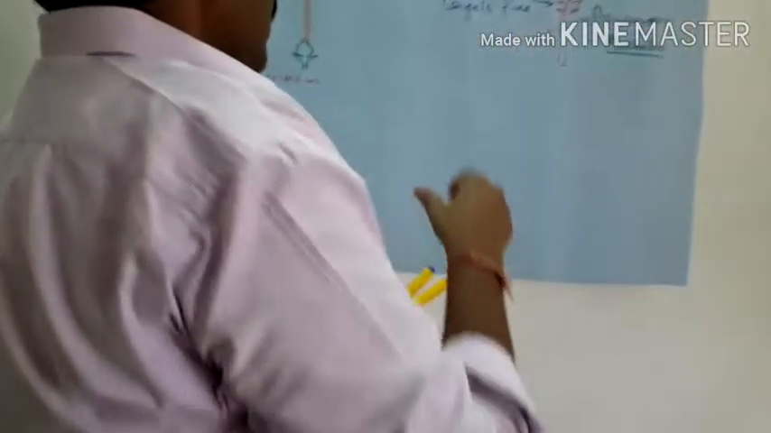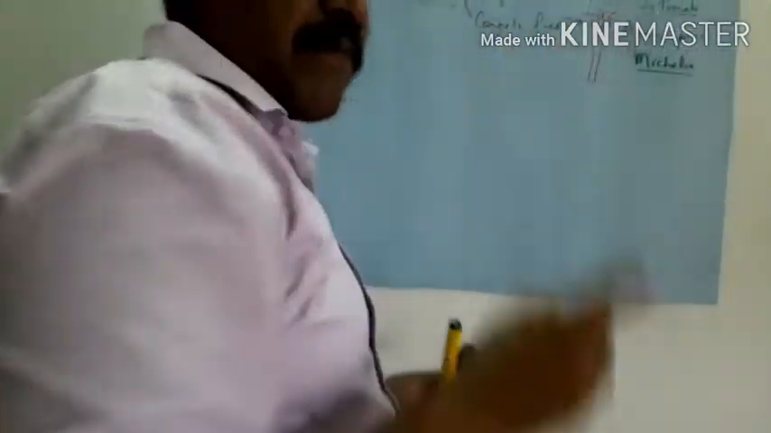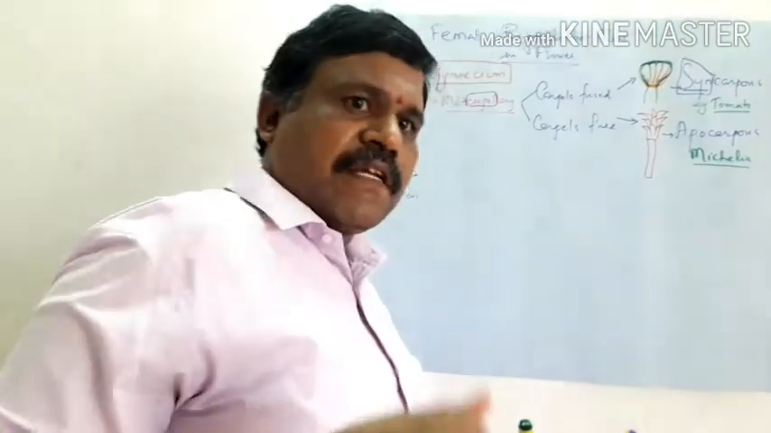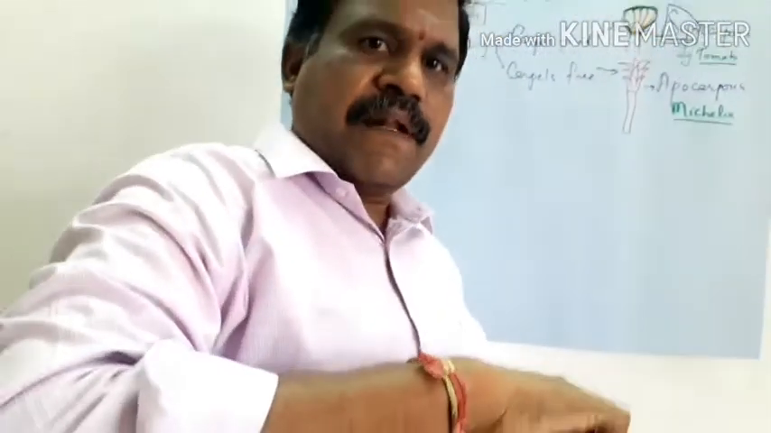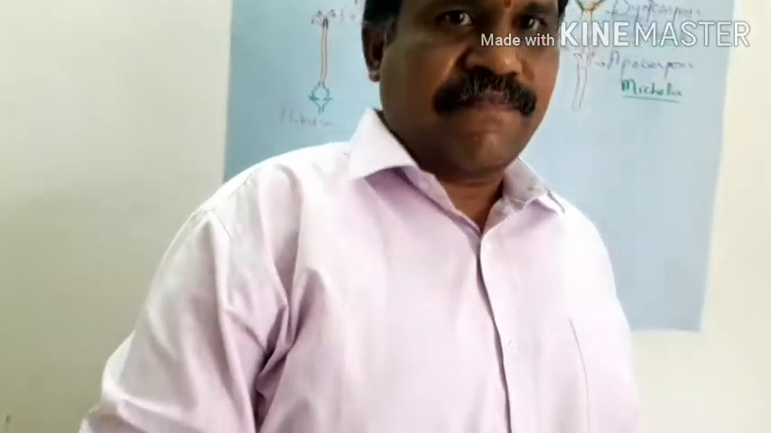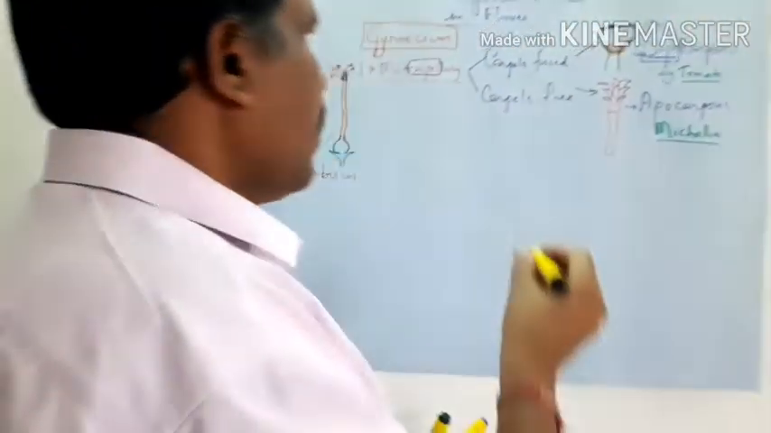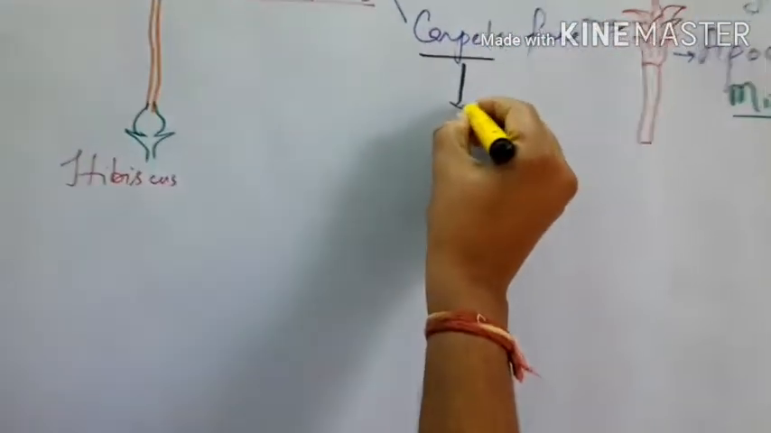Now, what is a carpel? A carpel is said to be the unit of the gynoecium. There is another name for carpel, that's called pistil. What, children? It's called pistil. So the other name of carpel is also pistil.